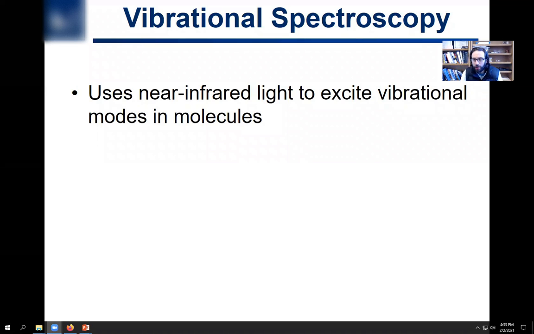All right, so we're continuing our survey of different types of spectroscopies here. And this video is going to be on photoelectron spectroscopy. But before we dive into that, just wanted to remind you that early on in the course, we went over vibrational spectroscopy. Remember that vibrational spectroscopy uses near-infrared light to excite vibrational modes in molecules.